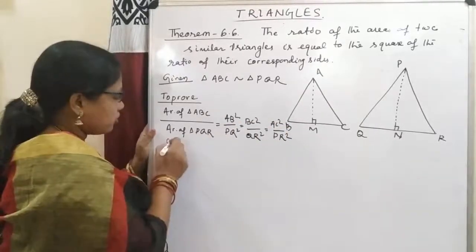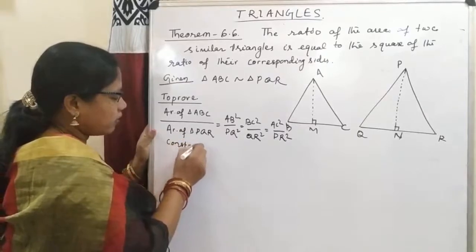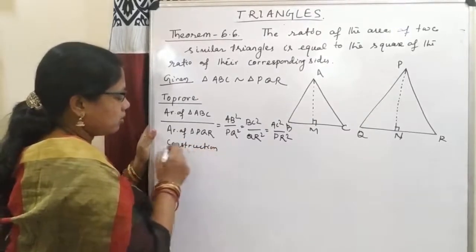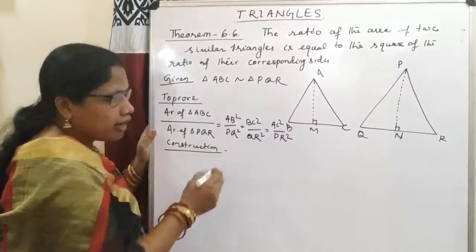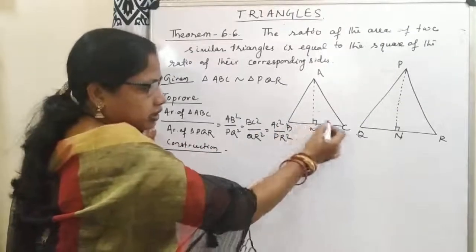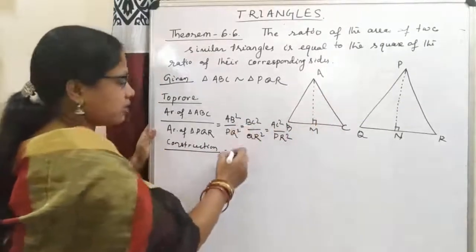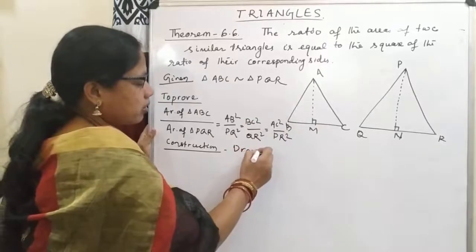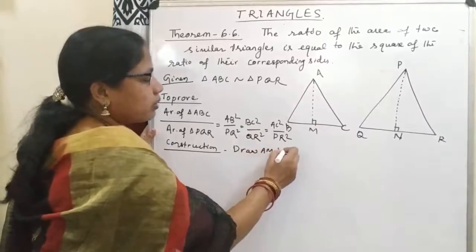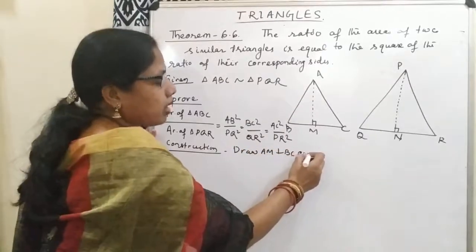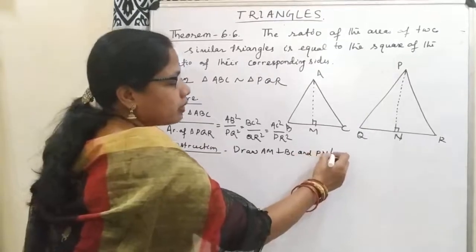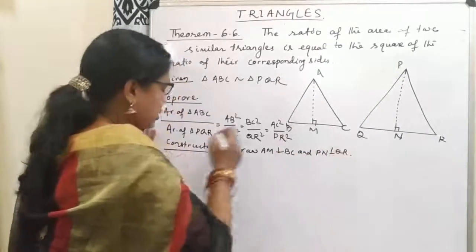Then construction. Draw AM perpendicular to BC. I have already constructed this. Draw AM perpendicular to BC and PN perpendicular to QR. Then proof.